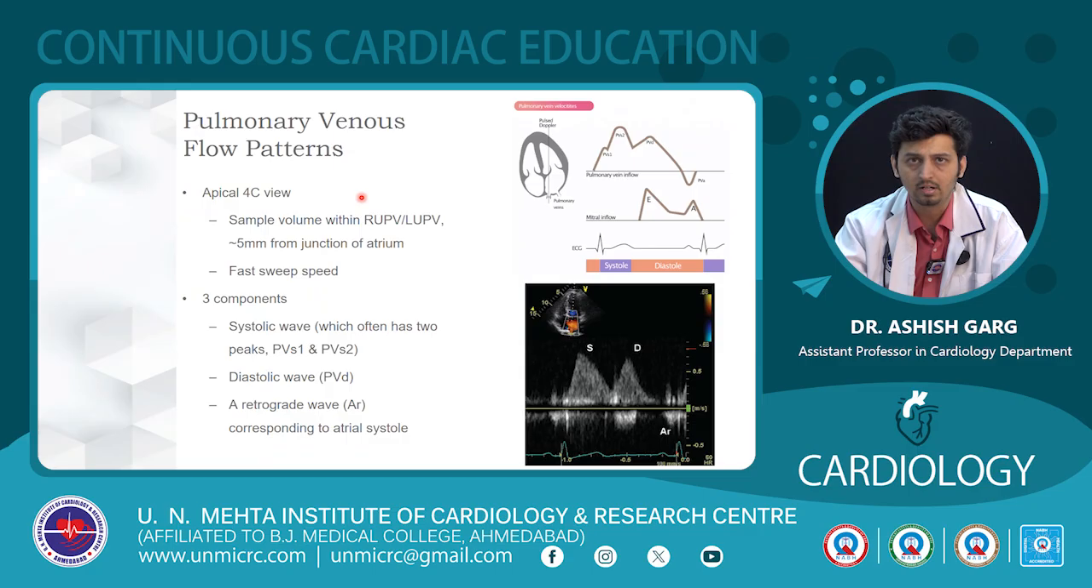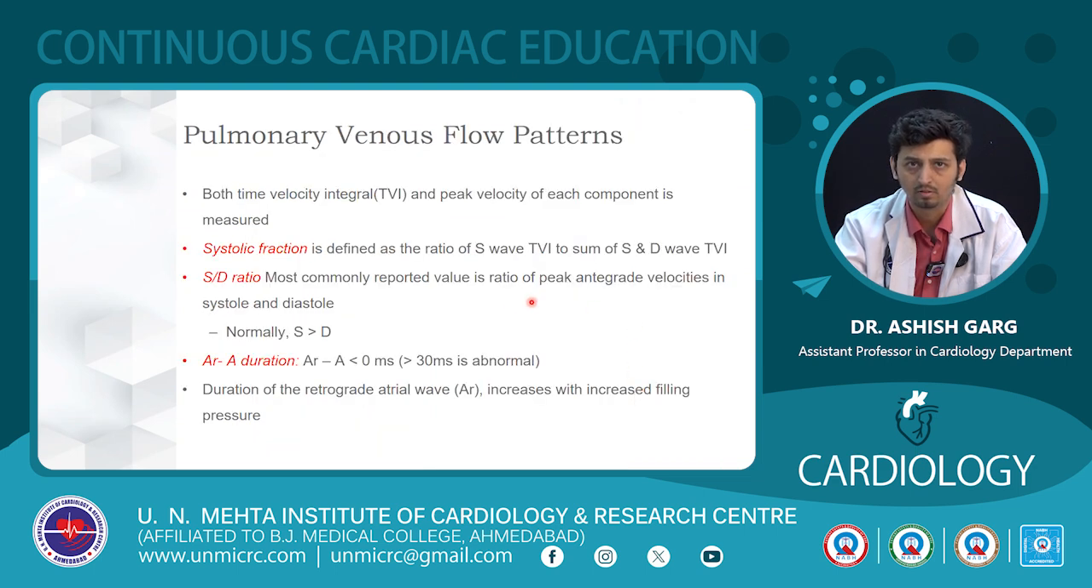So coming to another parameter, the pulmonary venous flow pattern, in which the sample volume is kept within the RUPV or the LUPV, and you can see that there is a systolic wave and a diastolic wave, and usually in the pulmonary venous flow, the systolic wave is more than the diastolic wave in amplitude. The SD ratio is the most commonly reported value, the ratio of the peak antegrade velocity in systole and diastole, and normally the systolic velocity is more than the diastolic velocity.